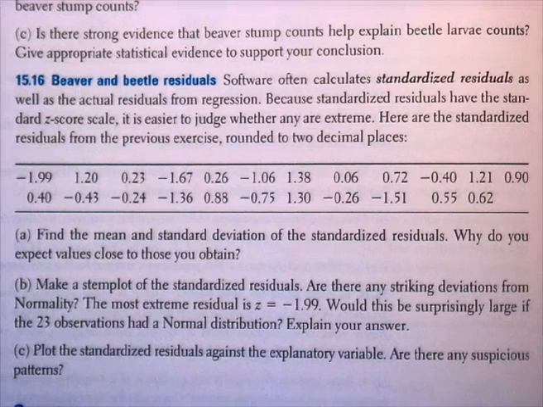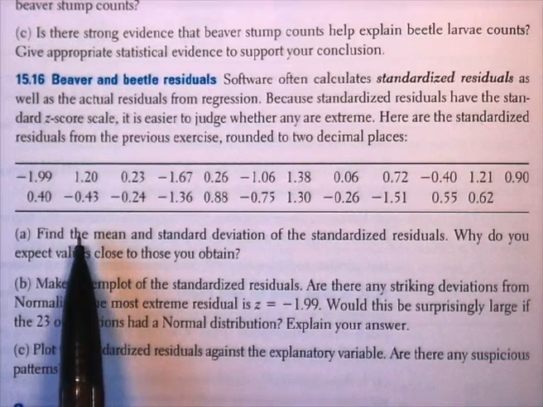Hi there. Let's take a few minutes and talk about question 1516. This continues from the previous question where we were looking at an explanatory variable, the number of stumps left behind by beavers as they cut down trees. The response variable is y, that is the number of beetle larva clusters that we see on those stumps.